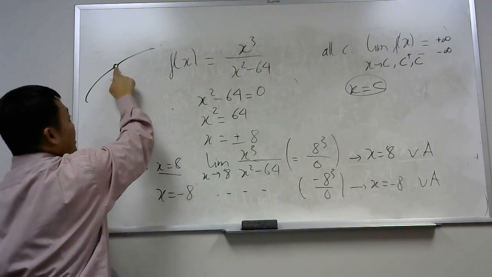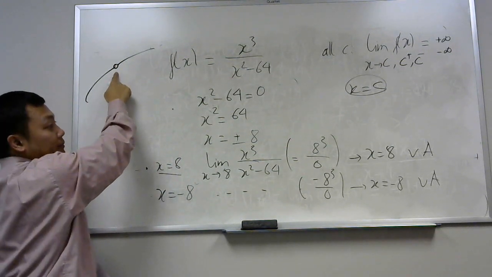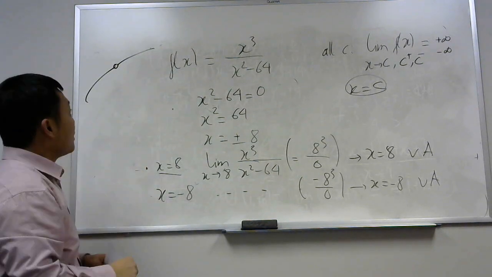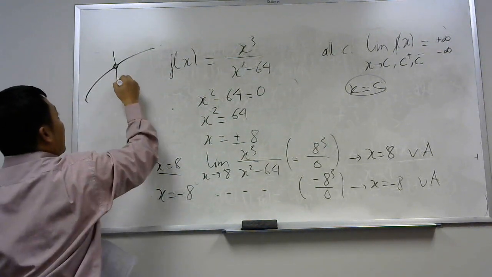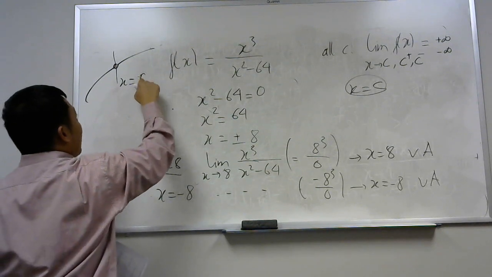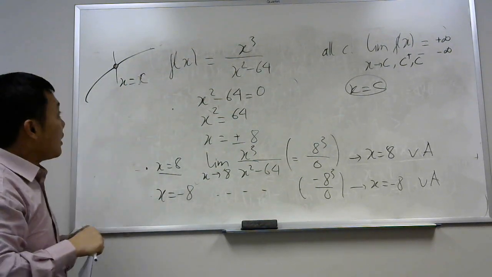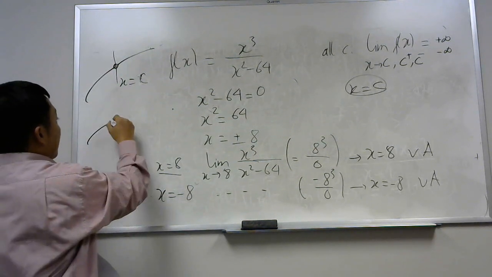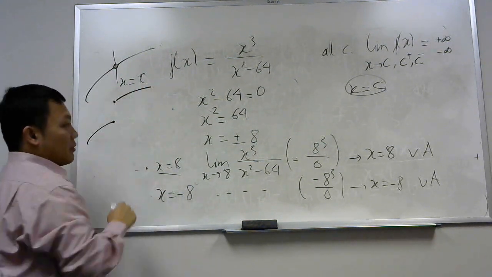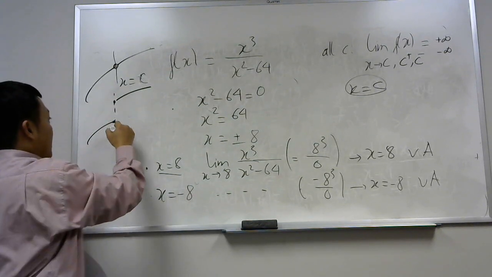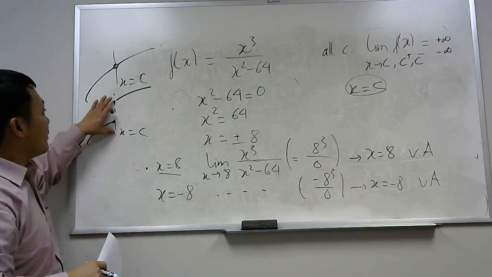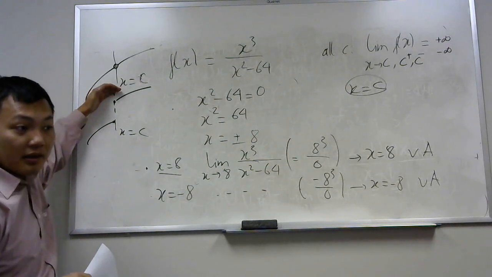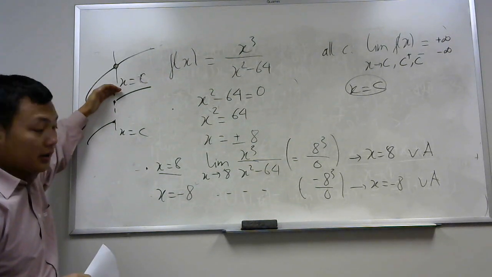This function is not continuous because we have a hole in here. The limit in this case exists and equals a finite number. x equal to c in this case, suppose this is c, right? And x equal to c is not a vertical asymptote. The second case is this. x equal to c is not a vertical asymptote because the left limit exists, the right limit exists, and equal to a finite number, right?